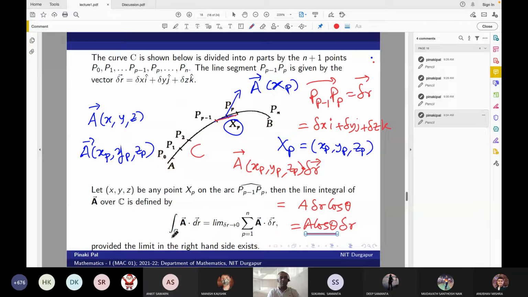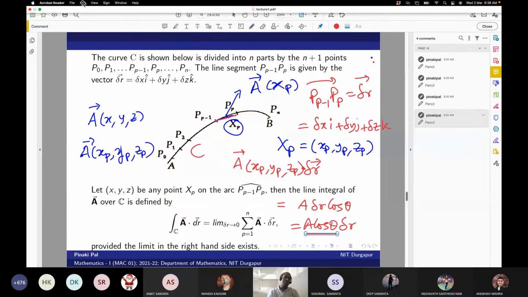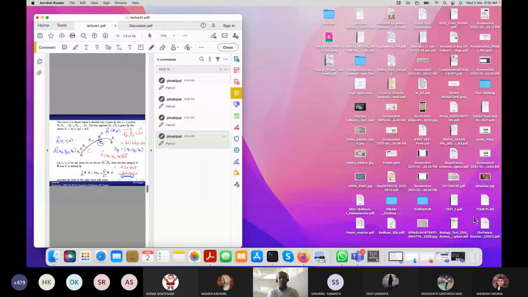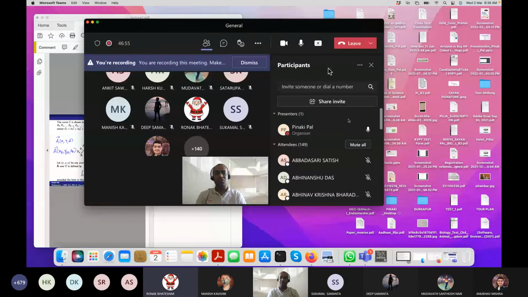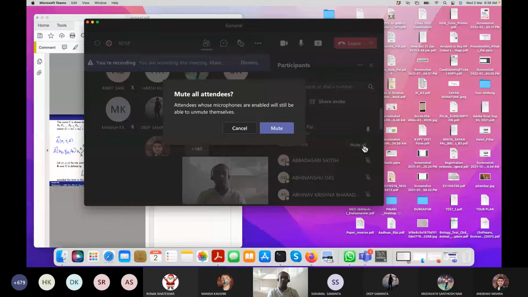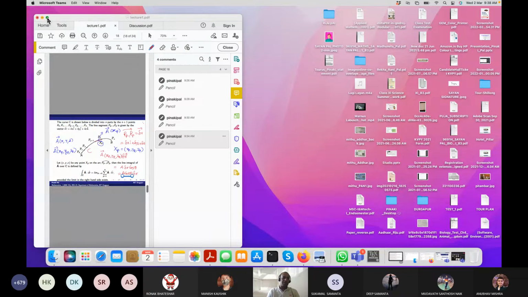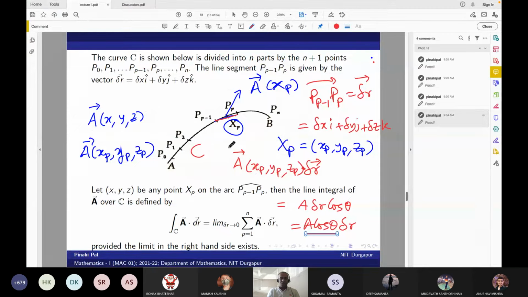One particular example is that if F is a force field, then this will represent the work done by the force field in moving a particle from initial point to the terminal point. At this moment this much I can say, and I will illustrate this with more examples when I introduce the other necessary concepts as well.